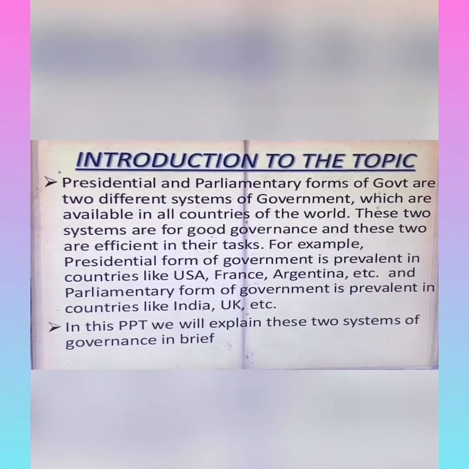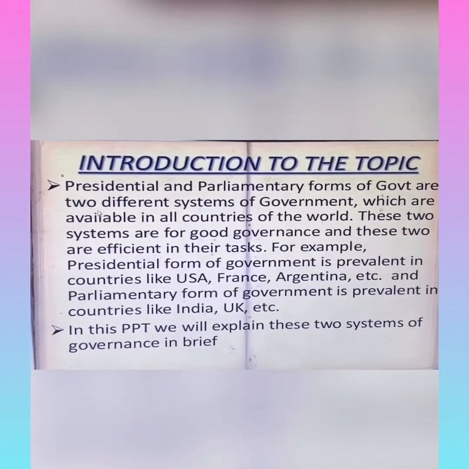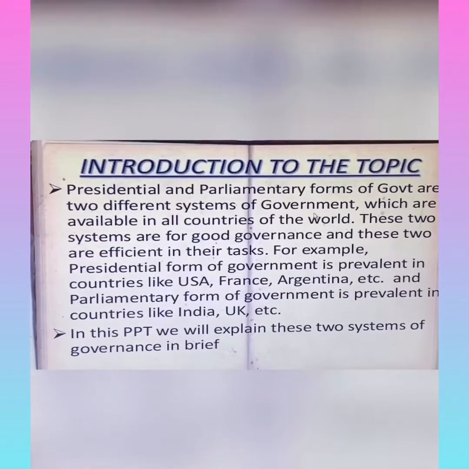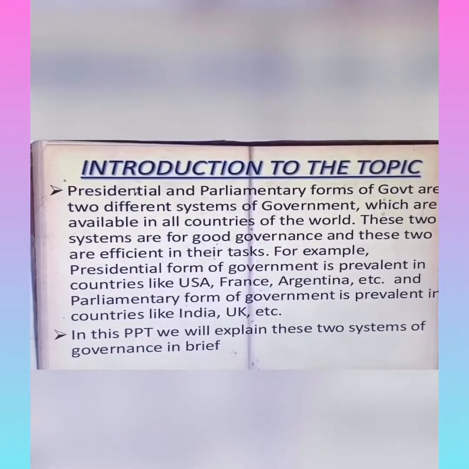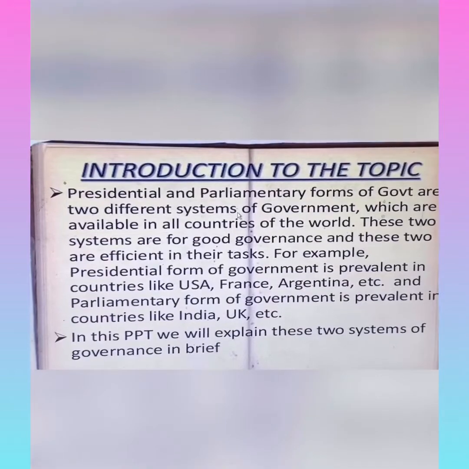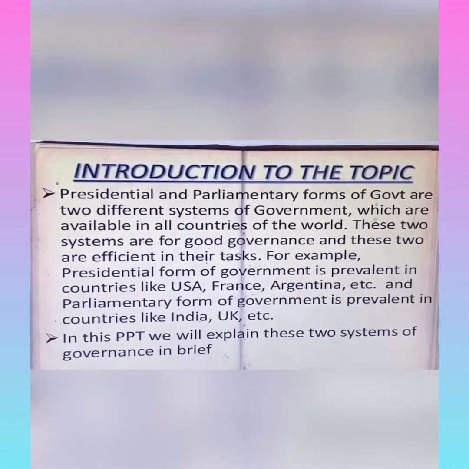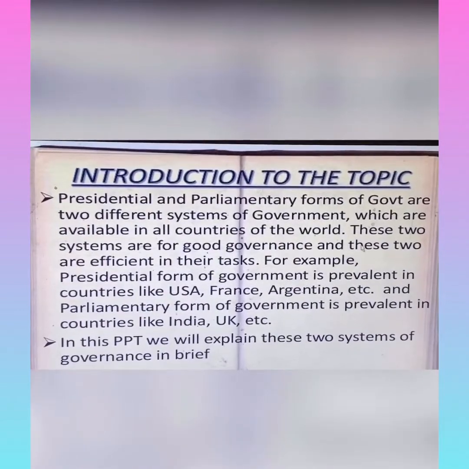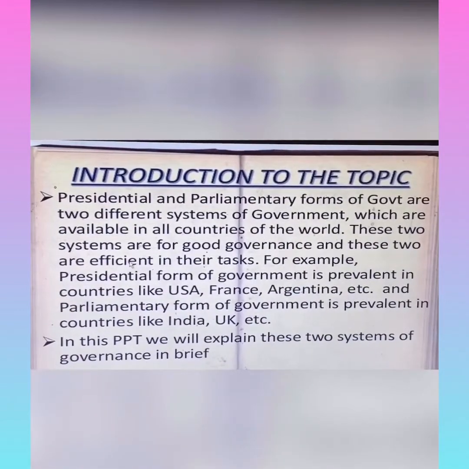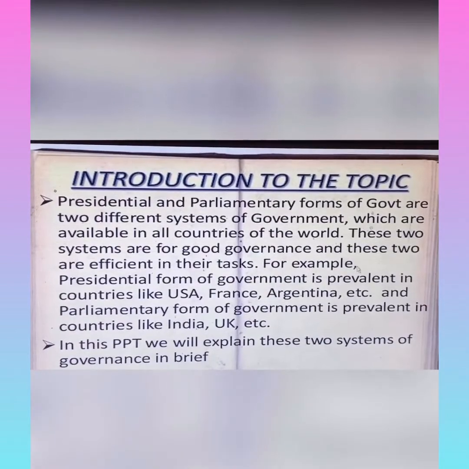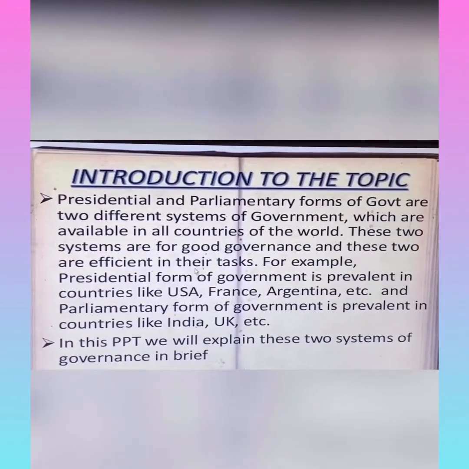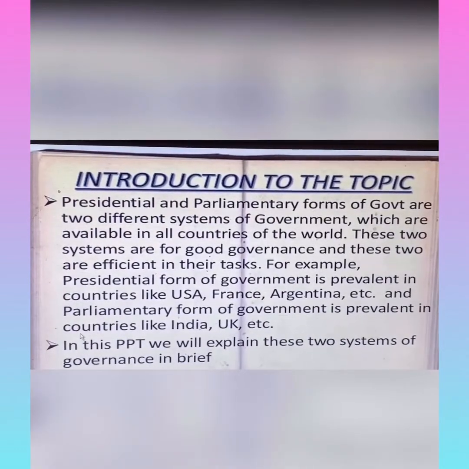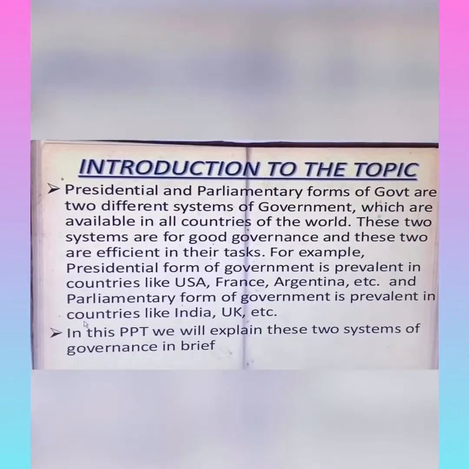So, in US, we call as a presidential form of government, and in India, we have a parliamentary form of government. Presidential and parliamentary forms of government are two different systems of government which are available in all countries of the world. These two systems are for good governance, and these two are efficient in their tasks. In this PPT, we will explain these two systems of governments in brief.